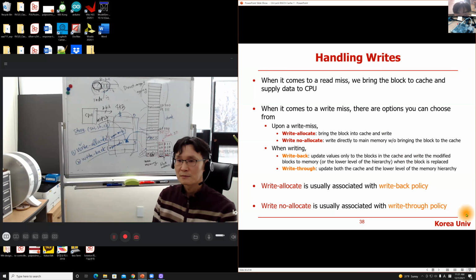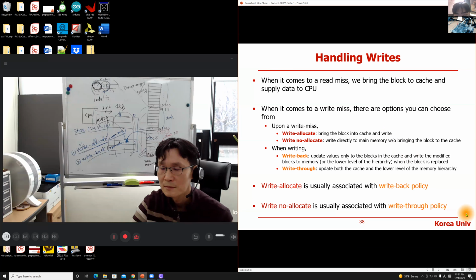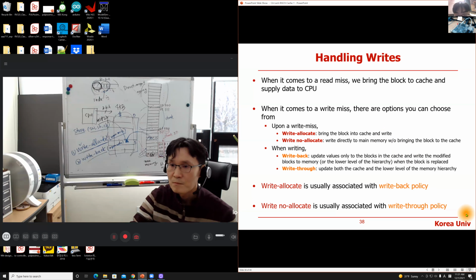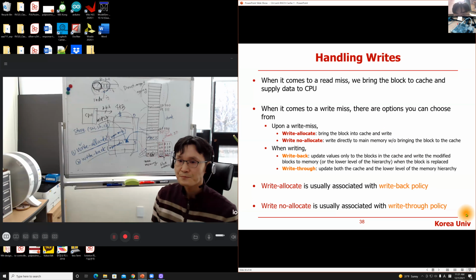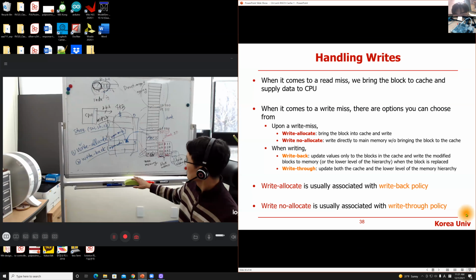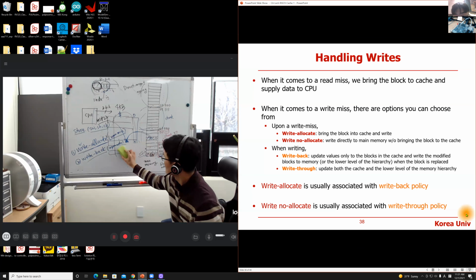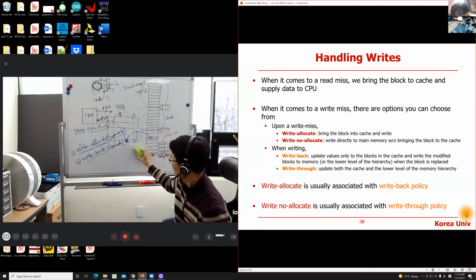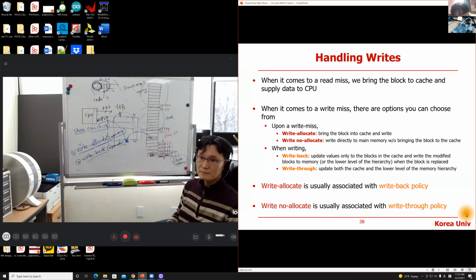And when writing, write back: update values only to the blocks in the cache and write the modified blocks to memory or the lower level of the hierarchy when the block is replaced. Write through: update both the cache and the lower level of the memory hierarchy. Write allocate is usually associated with write back policy. Write no allocate is usually associated with write through policy.